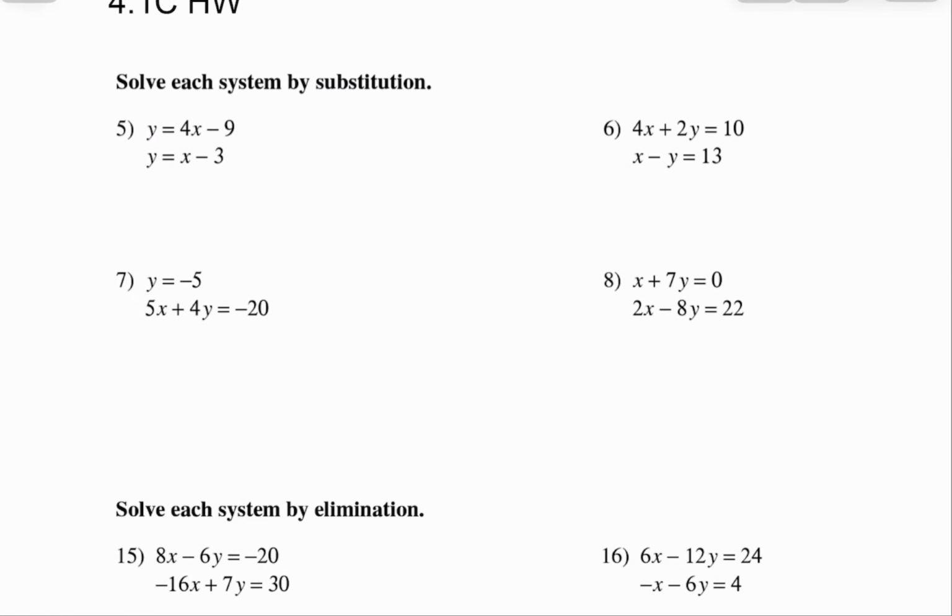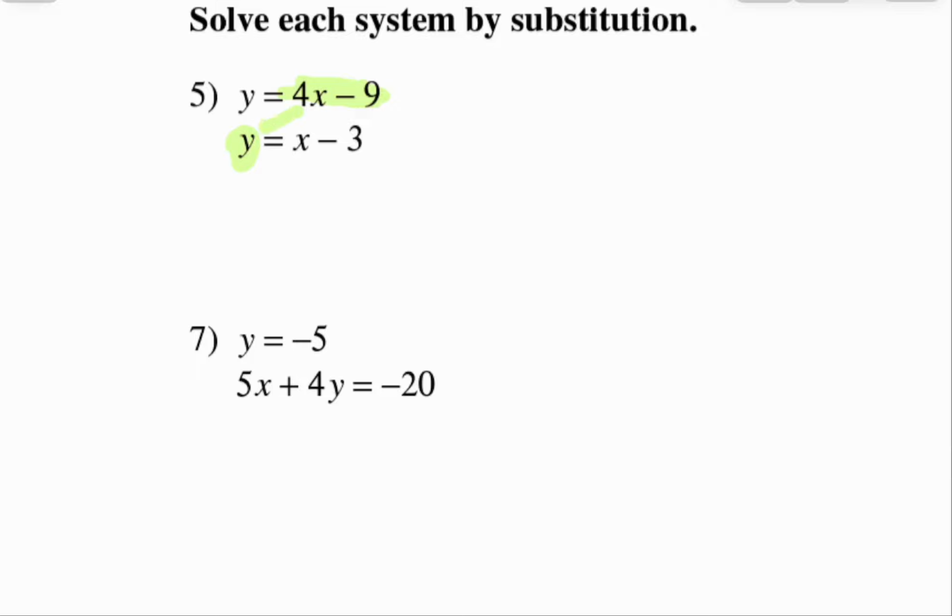Now number 5 through 8 at the top uses what's called substitution. So I want to do one like that. Substitution is nice because if you have one equation solved where it says either x equals or y equals, we can plug that into the other equation. Now we know that y equals 4x minus 9. So where the other equation holds the y, just stick in 4x minus 9. So we get 4x minus 9 equals x minus 3.